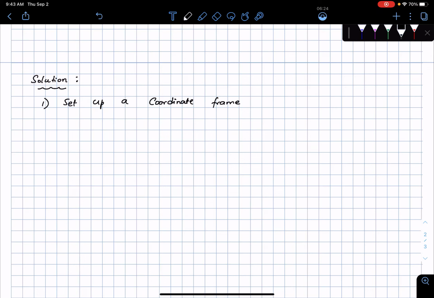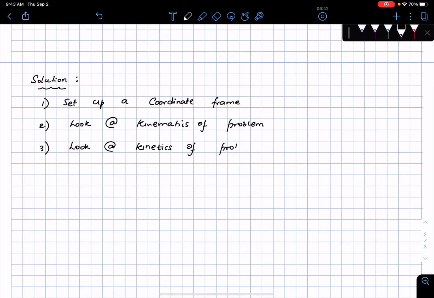Suitable coordinate frame. Then we will look at the kinematics of the problem. And the last thing is we will look at the kinetics of the problem. So these are the three things that we are going to be doing.